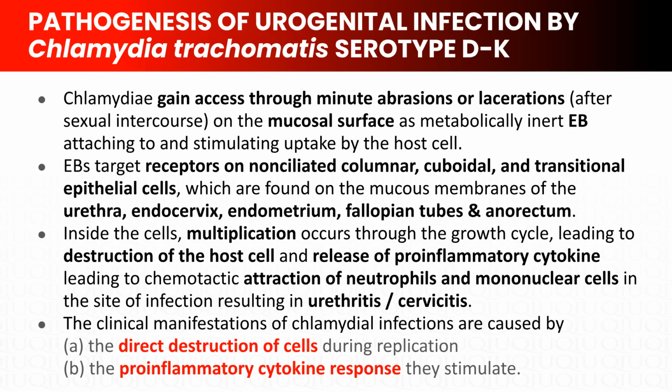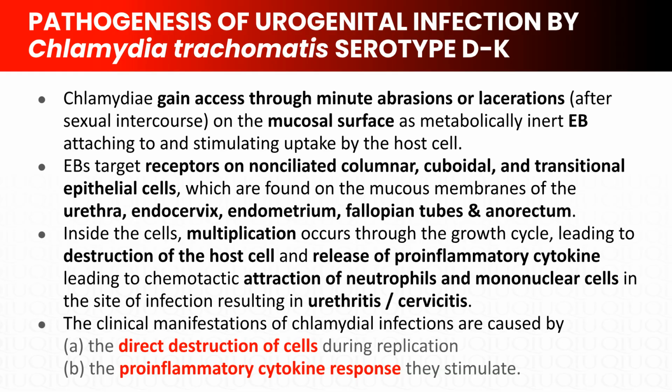Now let's explore how Chlamydia trachomatis serotypes D through K cause urogenital infections. The infection begins when chlamydia gain access to the genital tract during sexual intercourse. The organisms enter through minute abrasions or microscopic lacerations on the mucosal surface. These tiny breaks in the epithelial barrier, which may not be clinically apparent, occur commonly during sexual activity. The metabolically inert elementary bodies attach to the exposed epithelial cells and stimulate their own uptake.